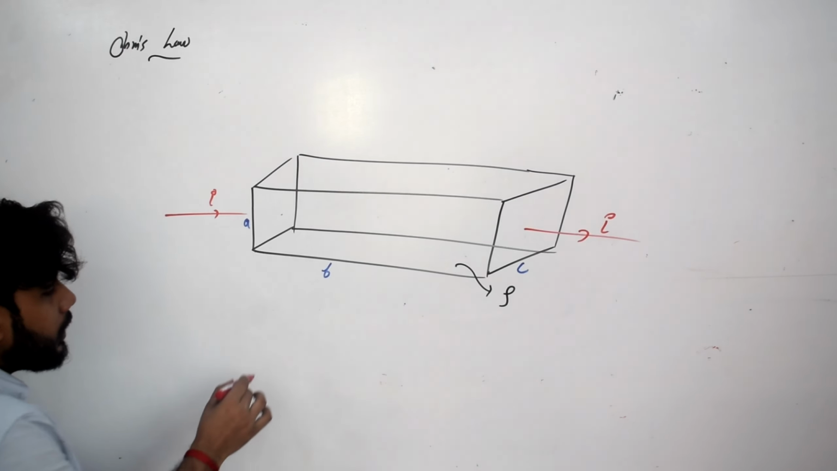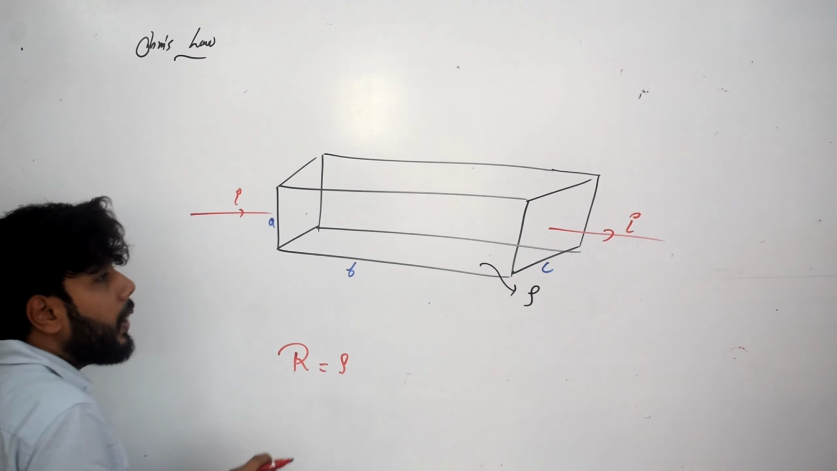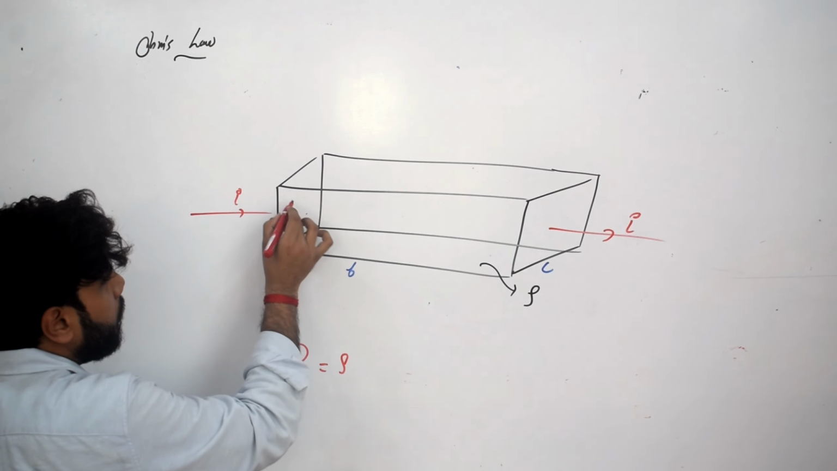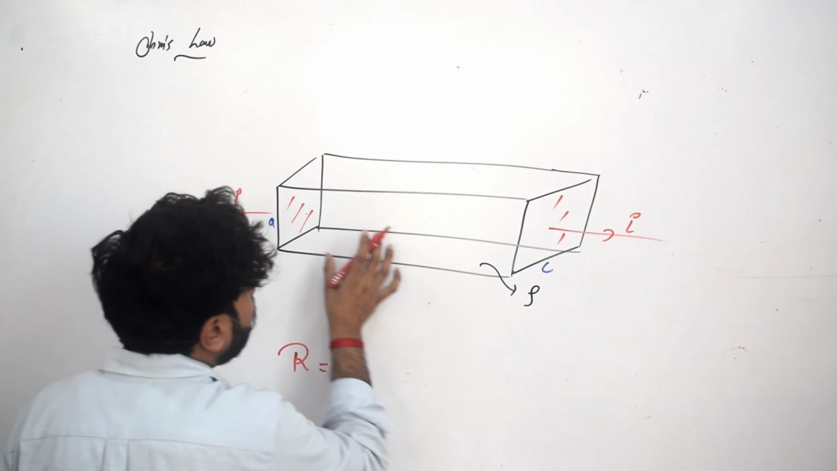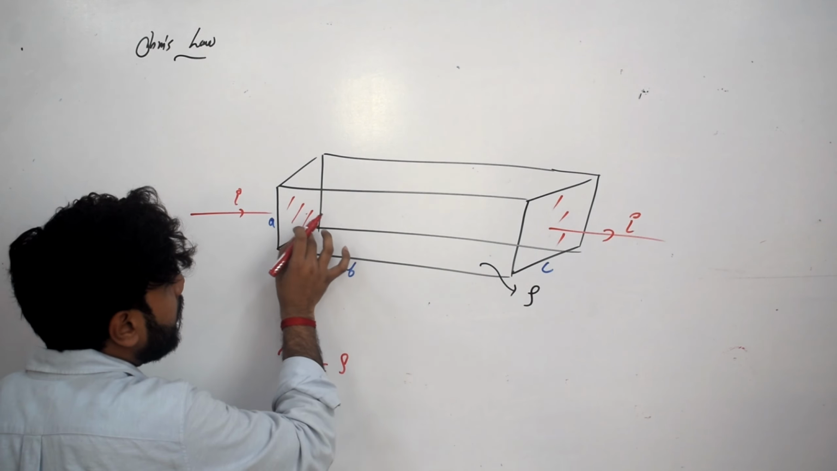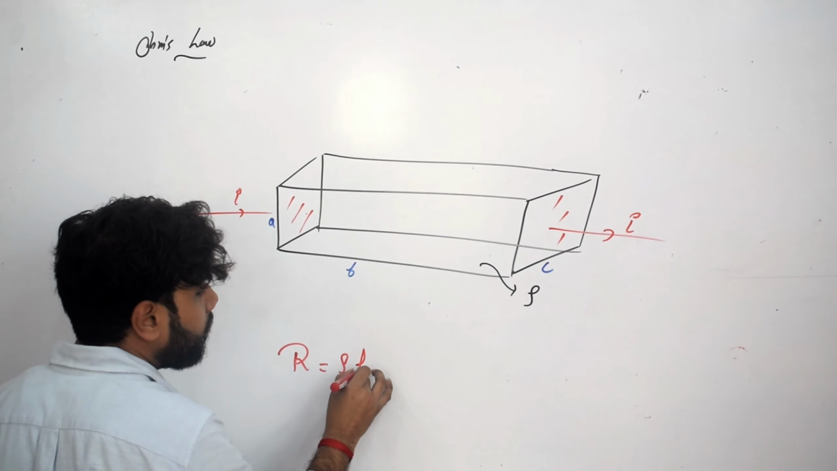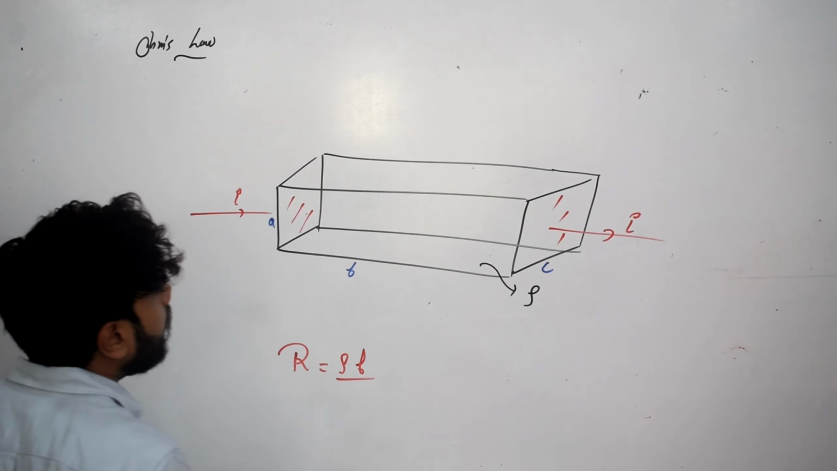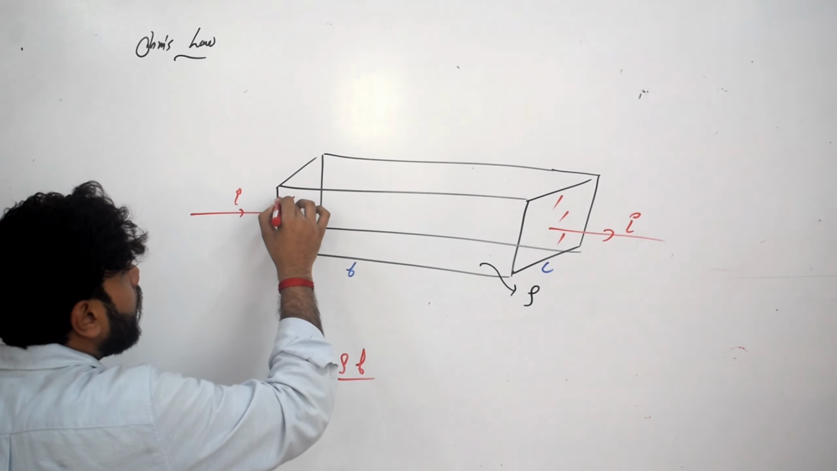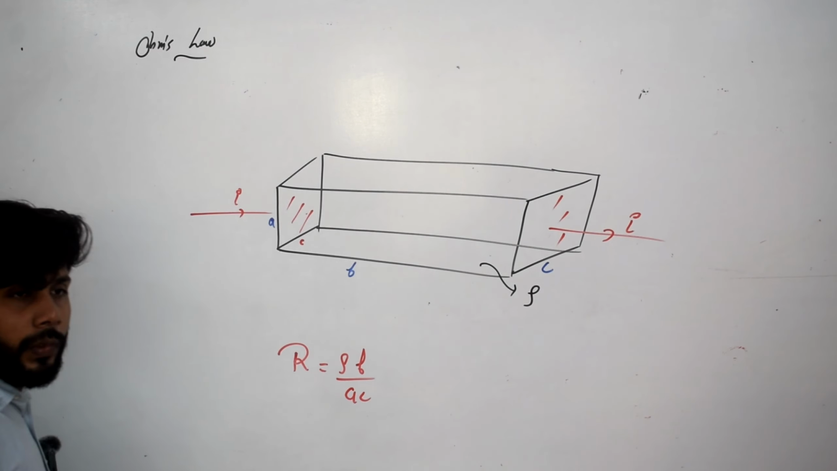In this case, the resistance is rho L by A. But what L can you take? From which cross section is the current entering? This one, and which cross section is it leaving from? This one. So what is the displacement between these two points? It is just your B. So in rho L by A, L becomes B. And A is the area of cross section where current is entering. Current is entering from this cross section, and its area will be just A times C.